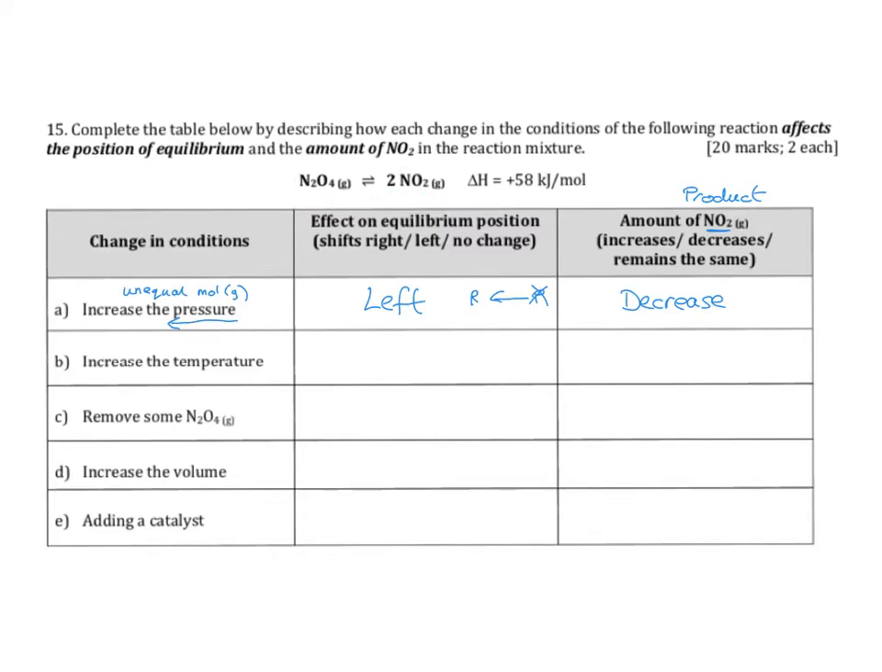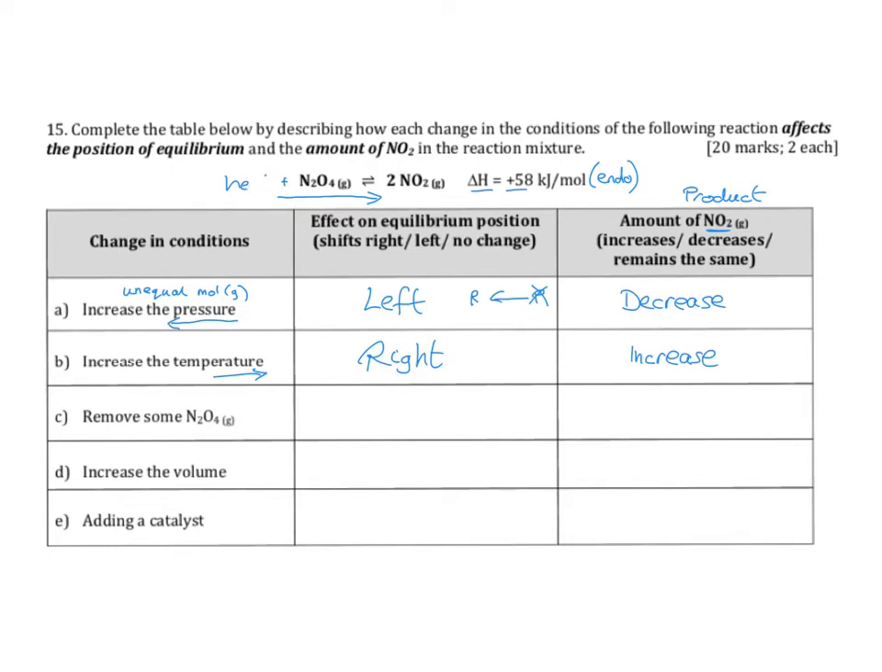Okay, so now we're looking at the temperature. Now we can see that delta H is positive, which means that heat is over on our reactant side. This means it is endothermic. So as we increase the temperature, equilibrium is going to move away from the heat towards the products. So this time, increase the temperature, equilibrium is going to move to the right. And that means if it's going towards the right, then NO2, which is your product, is going to increase.